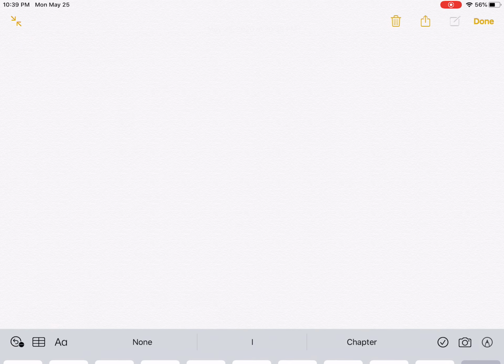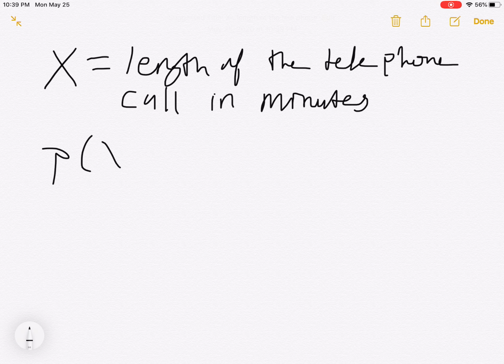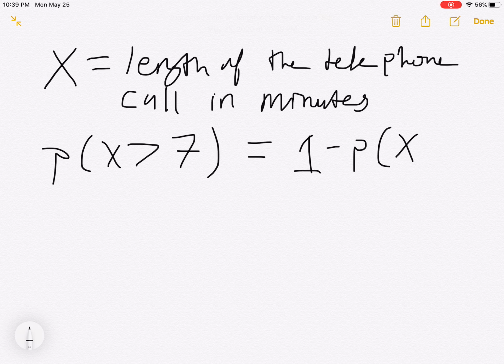Now, if I want to calculate this, I should declare my random variable here, x. In this case, x is the length of the telephone call in minutes. And I'm being asked to calculate the probability x is bigger than 7. Now I can do the complement just because I prefer not to deal with the improper integral.